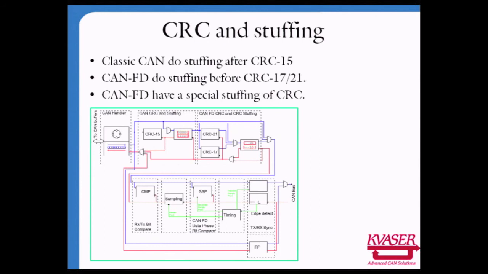So when we have the standard path, the bit goes here and makes the CRC 15, and then we make the stuffing after we have done the CRC calculation in CAN. But when we use the CAN FD format, we have to do the stuffing before we put it into the CRC calculation. And to solve the ending of it, when we receive the CRC calculation, there's a different stuffing algorithm to handle the CRC part of it.